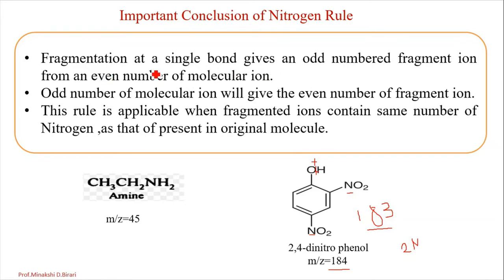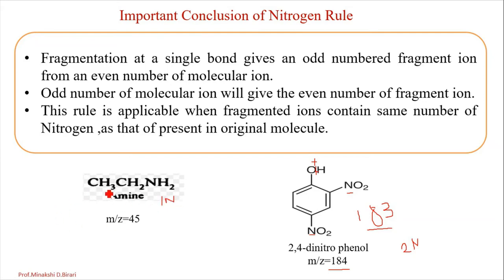Fragmentation at a single bond gives an odd-numbered fragment ion from an even-numbered molecular ion. Now let us see another example, ethylamine, CH3CH2NH2, having the observed peak at m/z 45. So the mass is 45, which is an odd number, and only one nitrogen is present in this ethylamine.